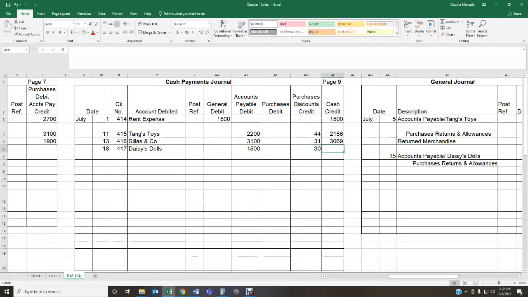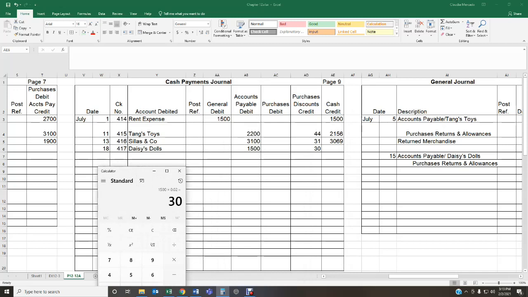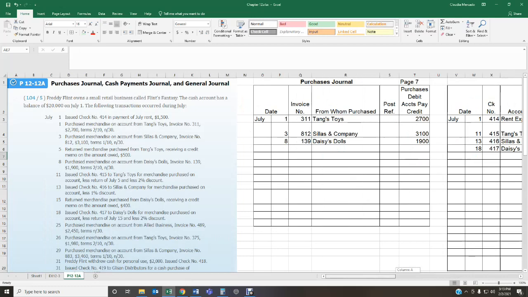And then we can figure out the cash credit. How much cash are we going to pay? Well, we owed $1,500 minus the $30 purchases discount received. Now we can figure the cash credit. $1,500 minus $30 would give you $1,470. Okay, that happened on the 18th.